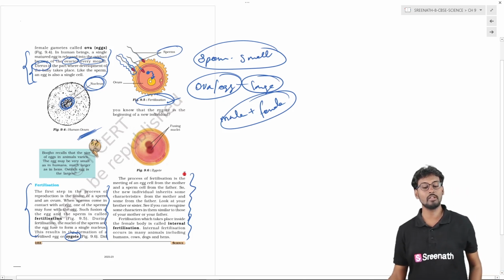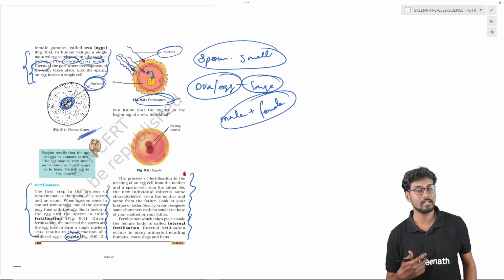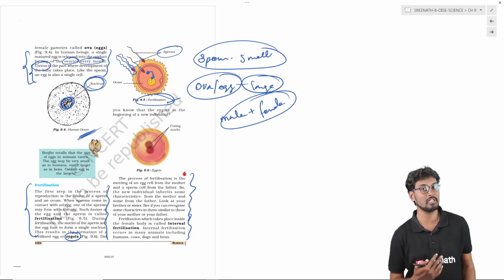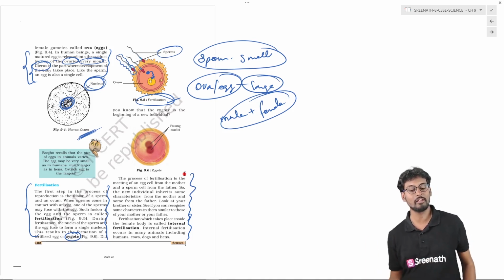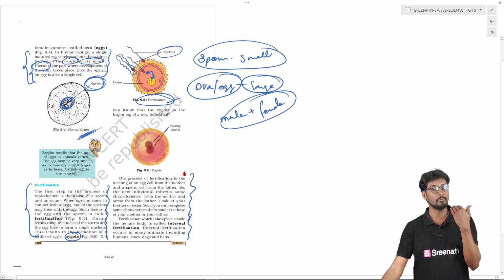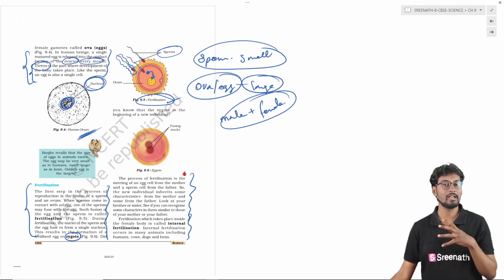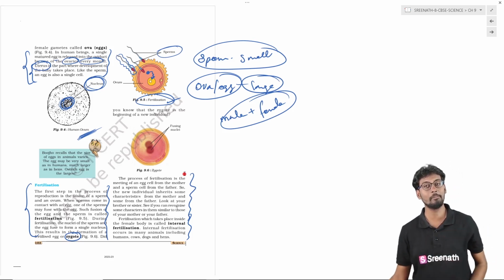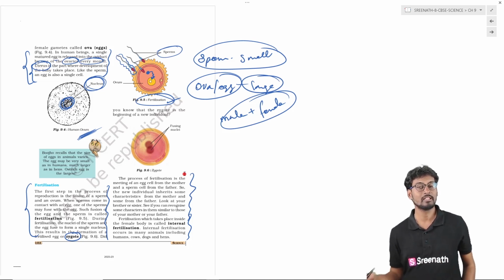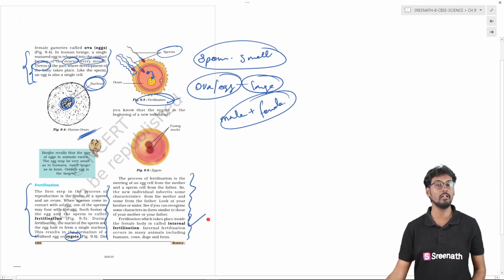In the case of mammals, and especially in human beings, all mammals show internal fertilization. The male gametes are released, whereas the female releases the ovum, then fertilization takes place, and finally that fertilized egg is implanted into the uterus. So if the entire process, especially the fertilization, takes place inside the body, it is called internal fertilization.